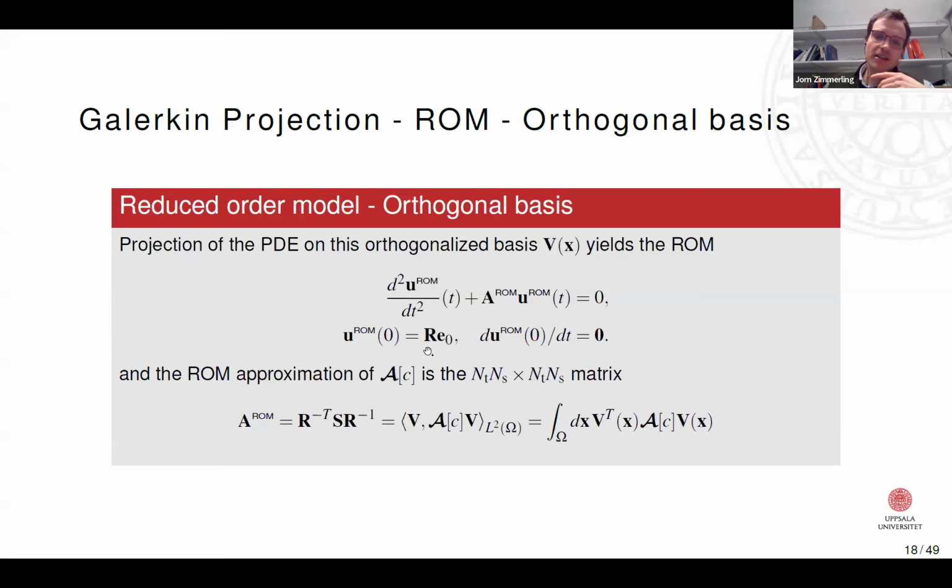So if instead of projecting onto our non-orthogonalized space U, we project onto our orthogonalized space V, we would end up with the following reduced order model, where U^ρ is now the reduced order model variable. The second derivative in time of that is equal to this reduced order model operator A, which is a matrix acting on the field. And you also have initial conditions for U^ρ. And now this A^ρ, the boldface A superscript ρ, is the Galerkin approximation of our continuous space operator, script A, projected onto these snapshots V.